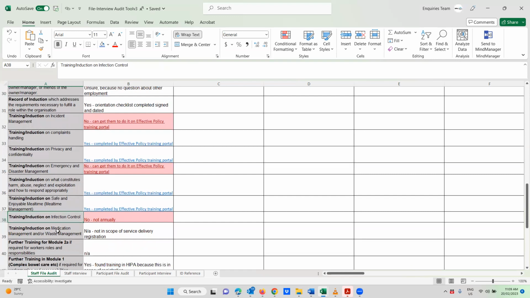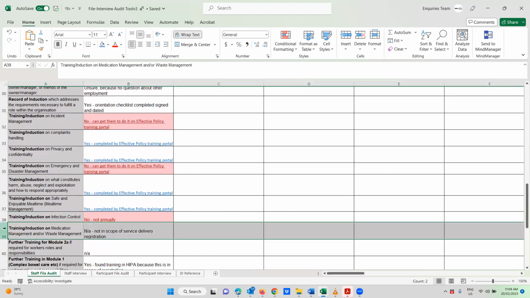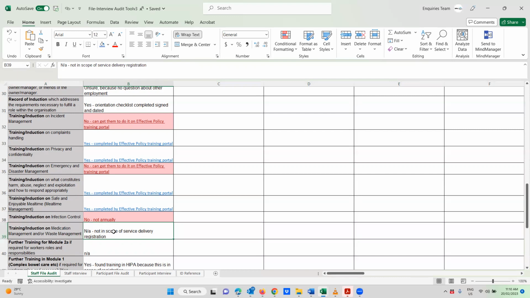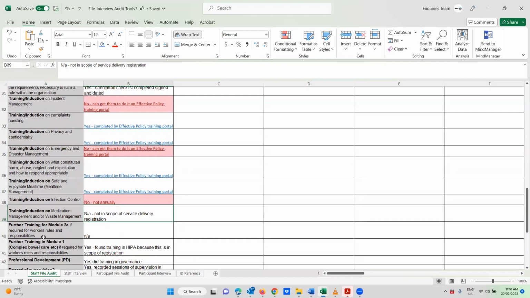Training and induction on medication and waste management. If you're registered for that module, then your staff need to be trained in medication and in waste management. They're two different modules. Medication management is one module and waste management is another. And if it's in your scope, your staff need to be trained. But as you can see, we've done a demonstration of it's not applicable for this fictional provider because it wasn't in their scope in the first place.